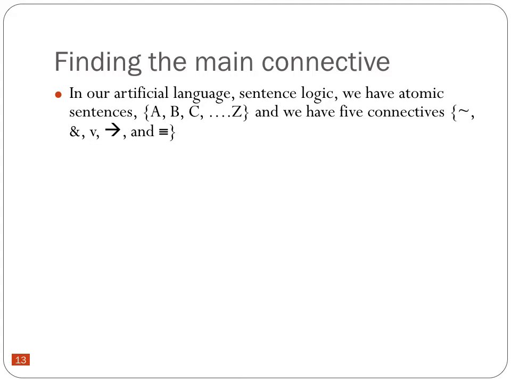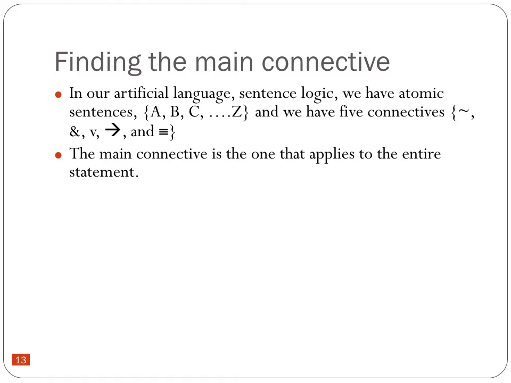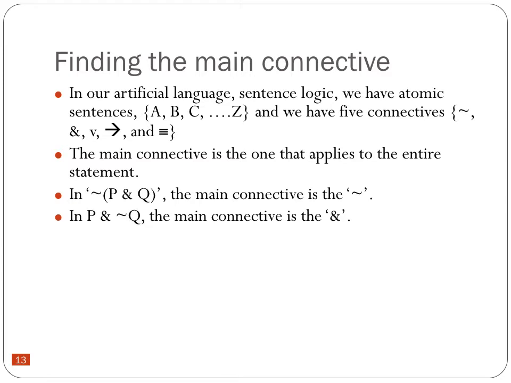The main connective is the one that applies to the entire statement. So for instance, in this statement, not P and Q, the main connective is the negation. In P and not Q, the main connective is the and. It's the ampersand. It's the only thing that applies to the whole statement. It can't be the negation because that only applies to the Q. It can't be the P or the Q because those aren't connectives.